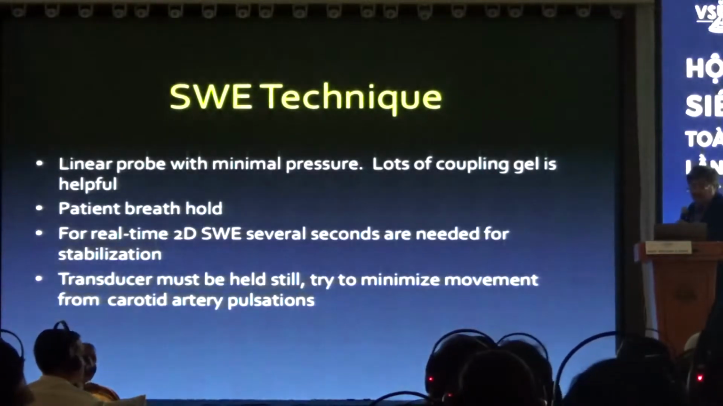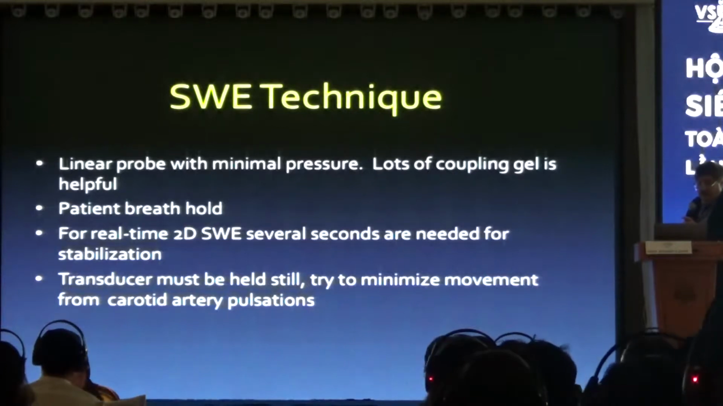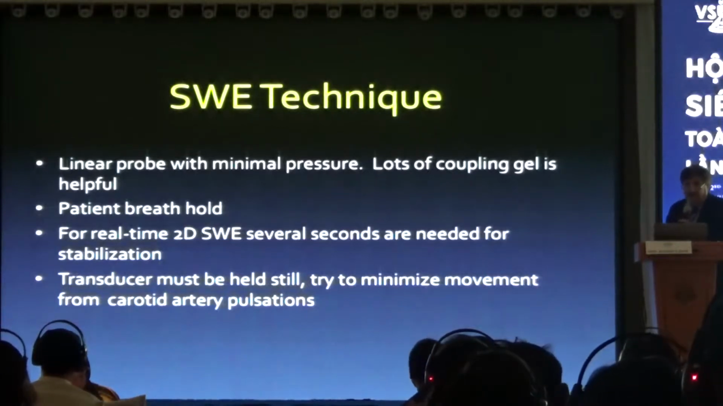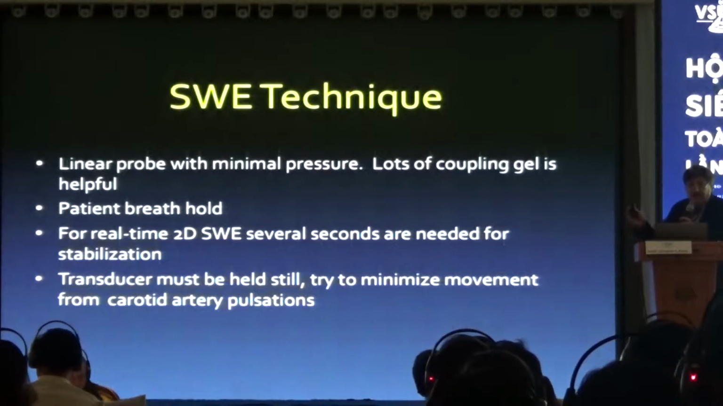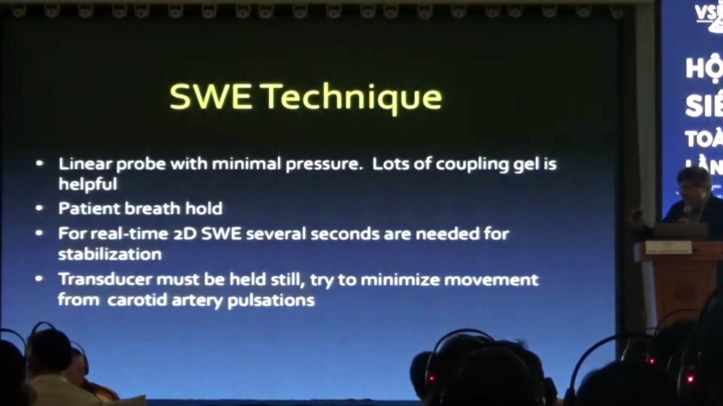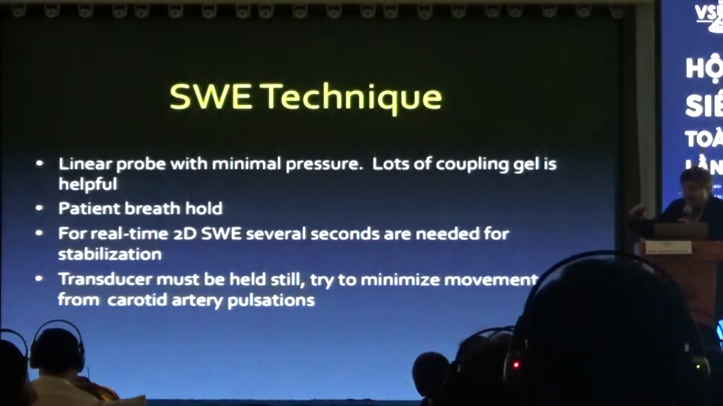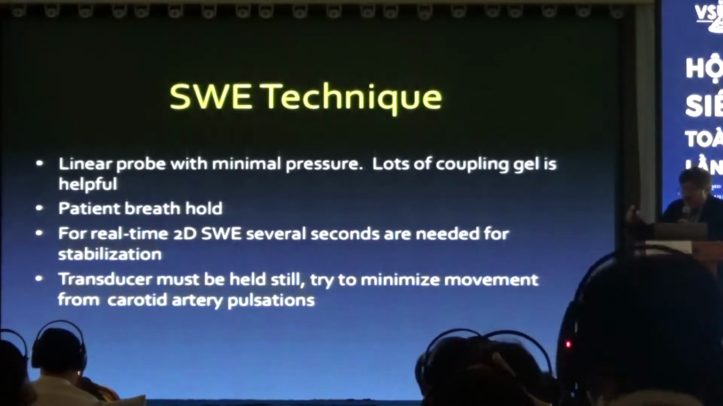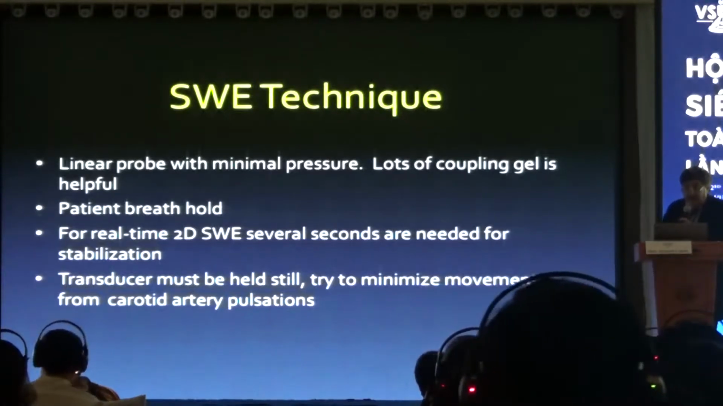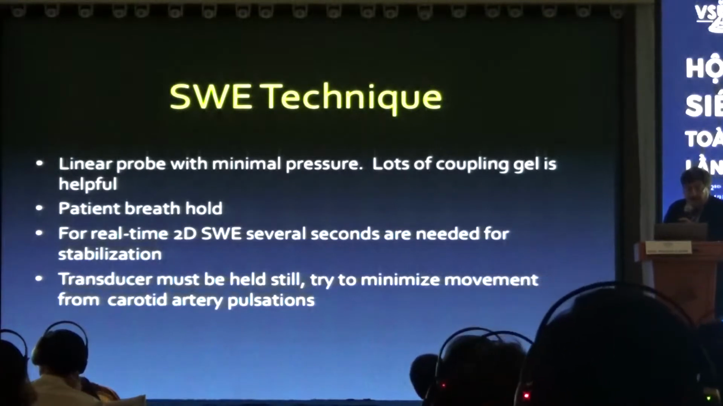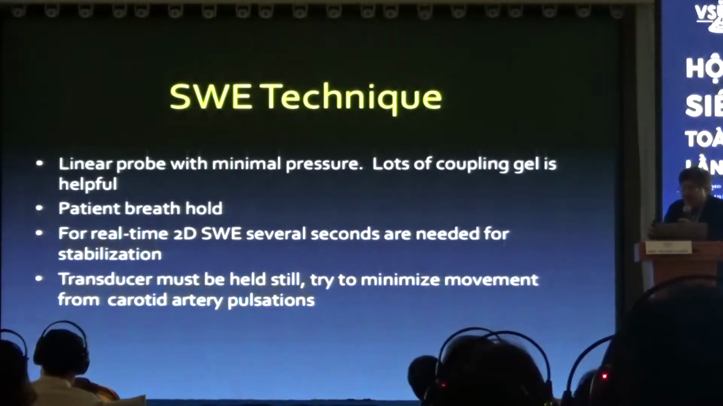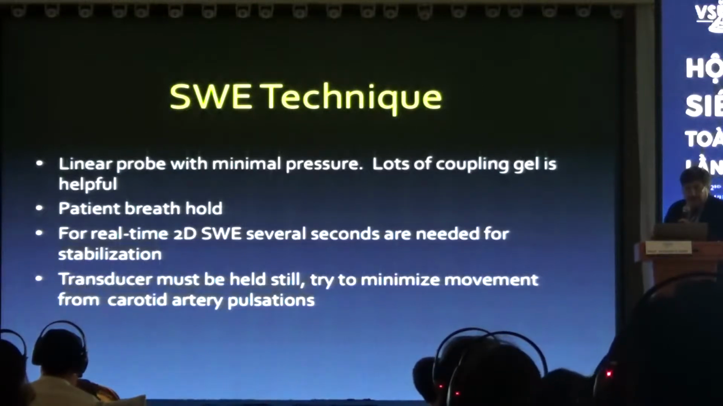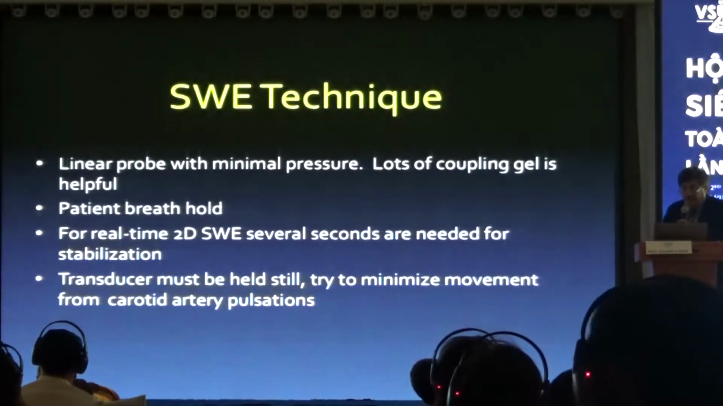The shear wave technique, you're always going to use your linear probe, minimal pressure. Lots of scanning gel is very helpful, particularly in these organs that are not flat, because you can use the gel to make sure you're applying the same amount of pressure and using the gel to fill the gaps. You want to have the patient hold their breath. And usually you have to wait a couple seconds for the system to stabilize, and then you must hold the transducer still and try to minimize the movement from carotid artery pulsations by choosing a plane that's as far away from the carotid as you can.